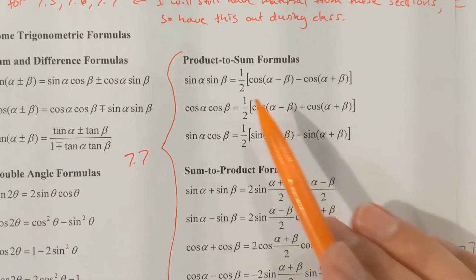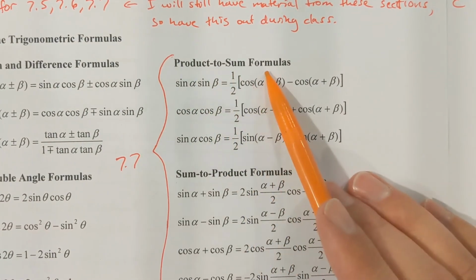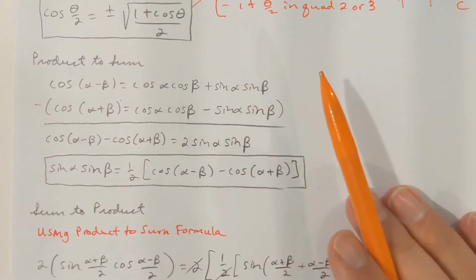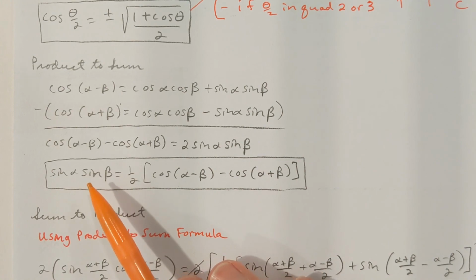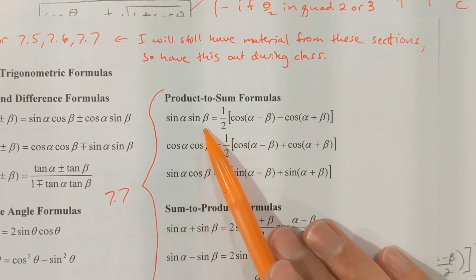Section 7.7 is related to product to sum formulas and sum to product formulas. Okay, and so maybe we could just look at where a product to sum formula comes from. Maybe this first one in the group. Okay, for sine alpha, sine beta.